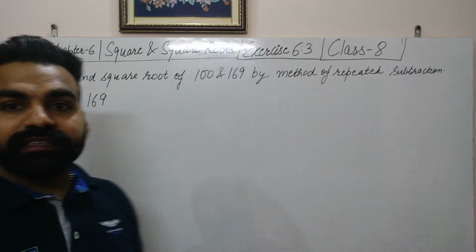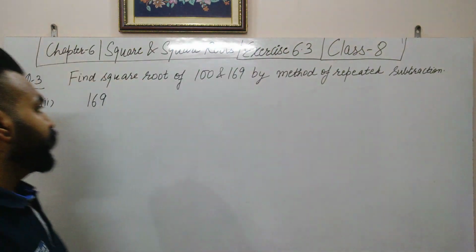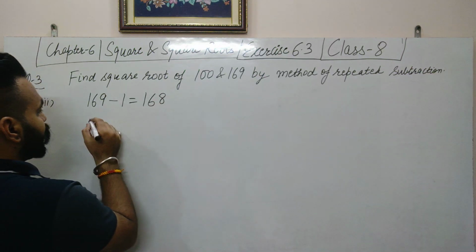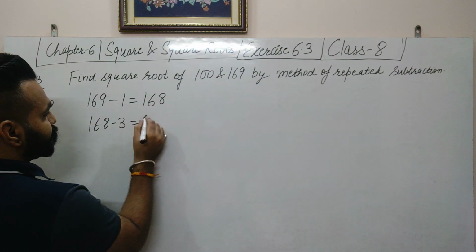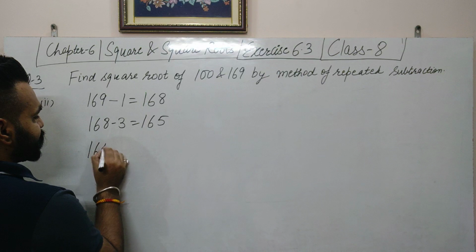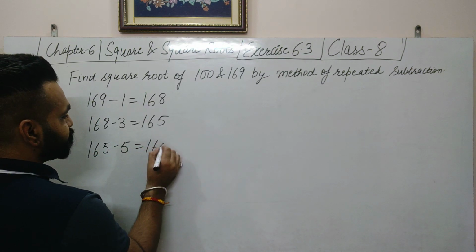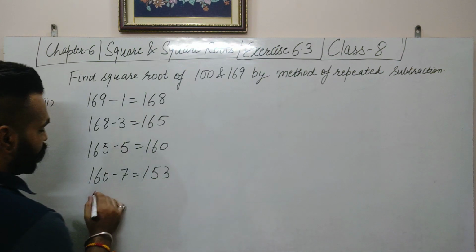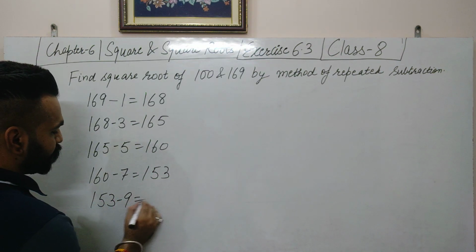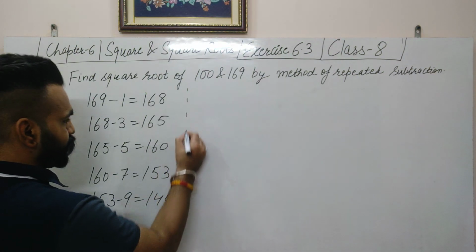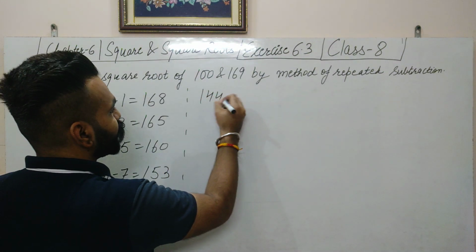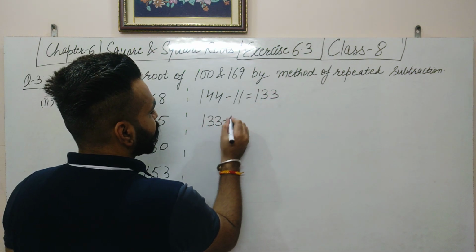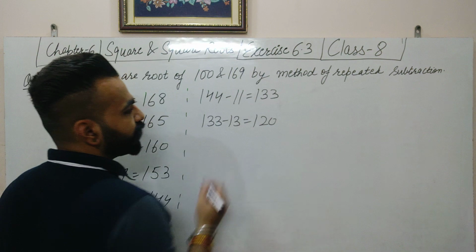So the second part is 169. We will do the same method here. So first is 169 minus 1, that is 168. 168 minus 3, 165. 165 minus 5, 160. 160 minus 7, 153. 153 minus 9, 144. 144 minus 11, 133. 133 minus 13, that is 120.